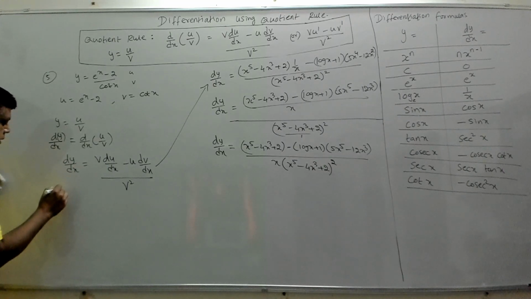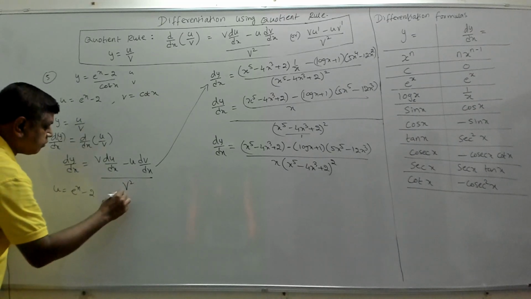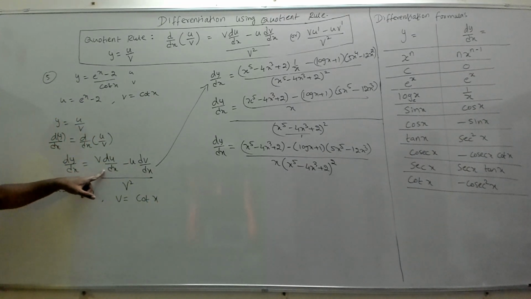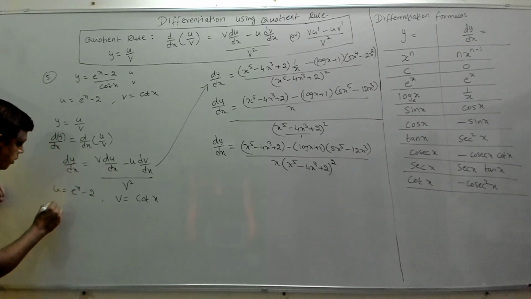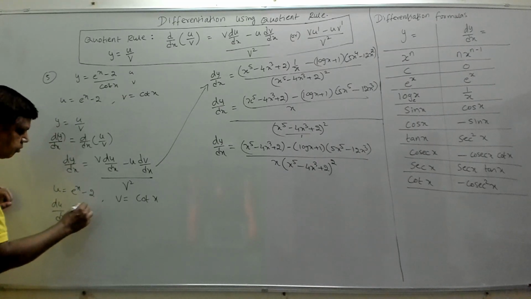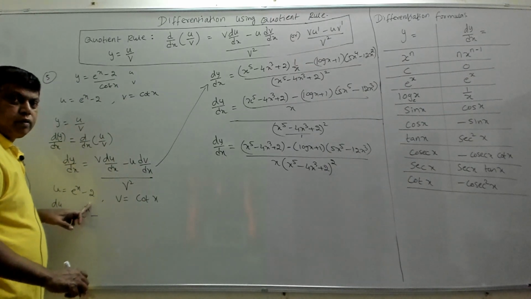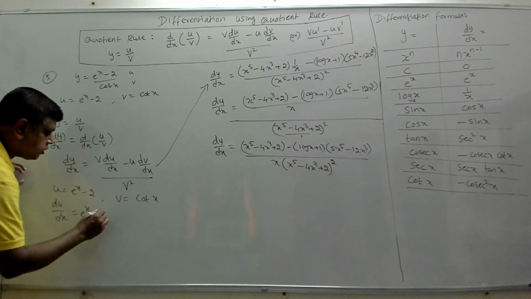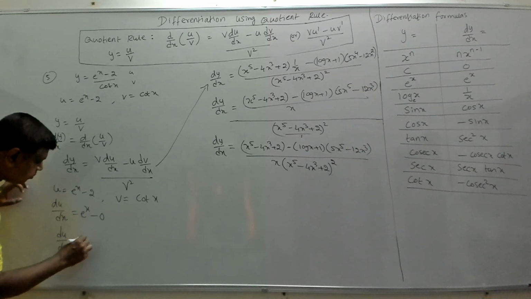So our u is e power x minus 2 and our v is cot x. Now we should find du by dx, which means we have to differentiate this. The differentiation of u gives you du by dx equal to, differentiation of e power x is e power x, minus 2, differentiation of 2, it's a constant. When a number alone comes, differentiation is 0. So you get your du by dx as e power x.